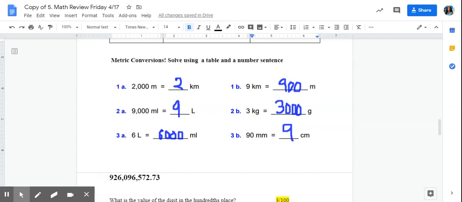Number 1, part A, 2,000 meters equals 2 kilometers. Part B, 9 kilometers equals 900 meters. 2A, 9,000 milliliters equals 9 liters. 2B, 3 kilograms equals 3,000 grams. 3A, 6 liters equals 6,000 milliliters. 3B, 90 millimeters equals 9 centimeters.